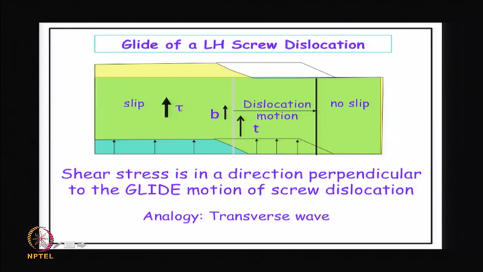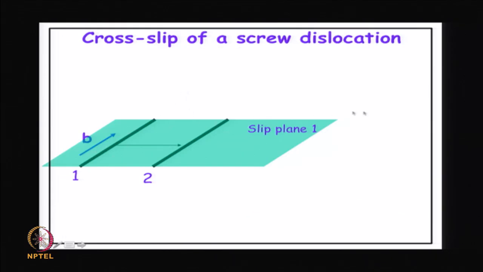We now take up the cross slip of a screw dislocation. So, here I am schematically showing a slip plane. I have labeled it as slip plane 1, on which I have shown a dislocation line 1 at location 1, and I have shown a Burgers vector which is parallel to the dislocation line, making it a screw dislocation. Now, I am thinking of a motion of this dislocation in its slip plane from location 1 to location 2.